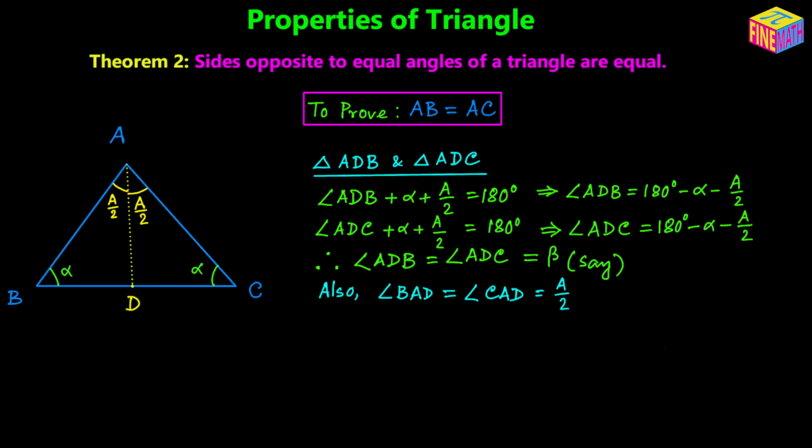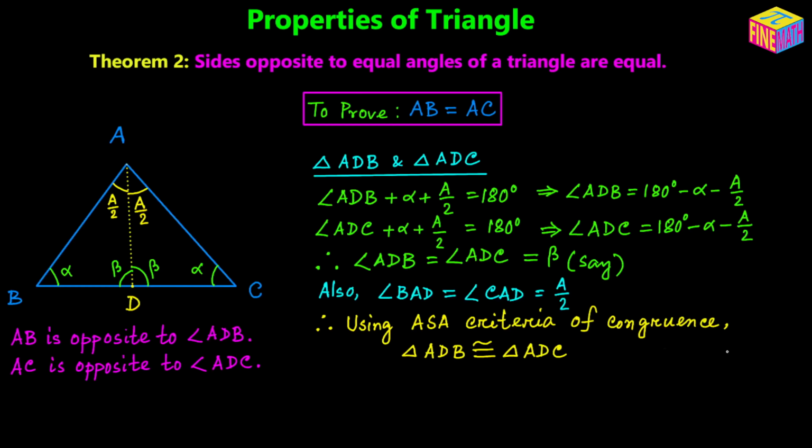So now we can use the ASA criteria of congruence for triangles. Here we have two pairs of angles equal between the two smaller triangles, and also a common side, which is an equal side between the two triangles. So we can use the ASA criteria for congruence, and based on that we can say that these two triangles are congruent. Now in triangle ABD, side AB is opposite to the angle ADB, and similarly in triangle ADC, side AC is opposite to the angle ADC, and we have already proved that angle ADB and angle ADC are equal, and we assumed that to be beta, which is 180 degrees minus alpha minus A over 2.